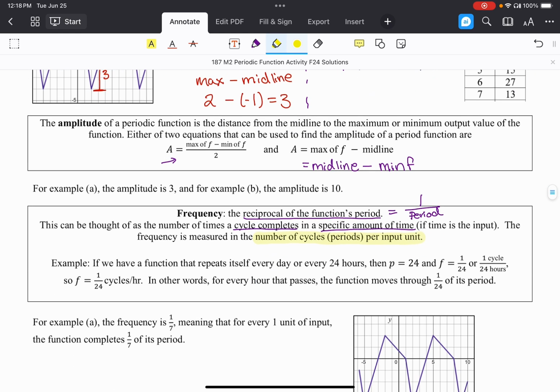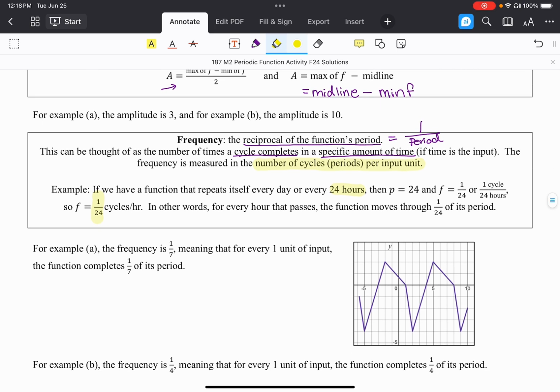So we have an example here. If we had a function that repeats itself every 24 hours, then the period would be 24. The frequency would be 1/24. There's one cycle per 24 hours, which means in an hour, we complete 1/24 of our cycle. Now, thinking about that with the functions we just looked at. In our first graphic function, remember our period was 7. So our frequency is 1/7, which means it completes 1/7 of its period for 1 x unit.